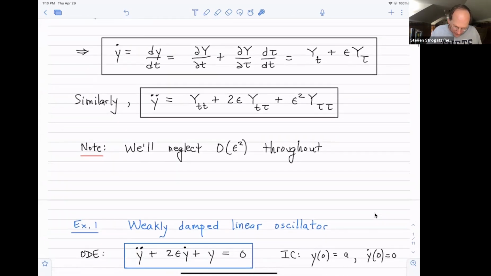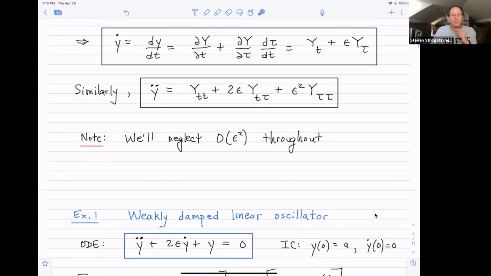Okay, so let me barge in with our example from last time, the weakly damped linear oscillator, which you'll remember looks like this. It's y double dot plus y equals 0, that would be the undamped harmonic oscillator, plus this small damping term, 2 epsilon y dot. And the initial conditions we used were that a mass was displaced by an amount that we called A. And so y(0) is A, and it had no initial velocity. It was at rest. So we just pull it off to the side and then let it go.